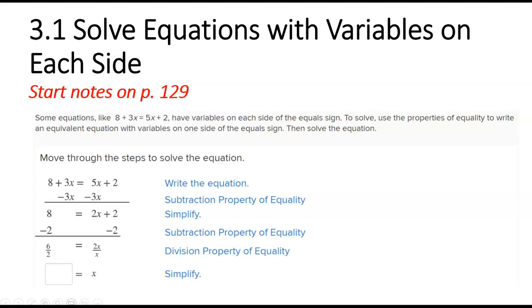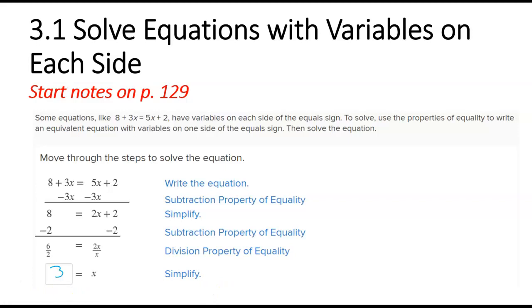If you look at this, I'll let you read through the steps here that we're using. If we want x just on one side, we go through these steps, and we're going to go step by step with some examples, so I'm just going to let you read this to start.